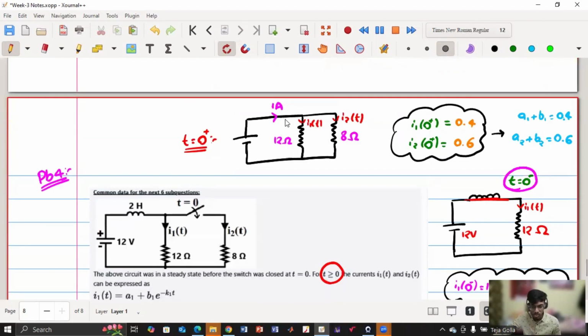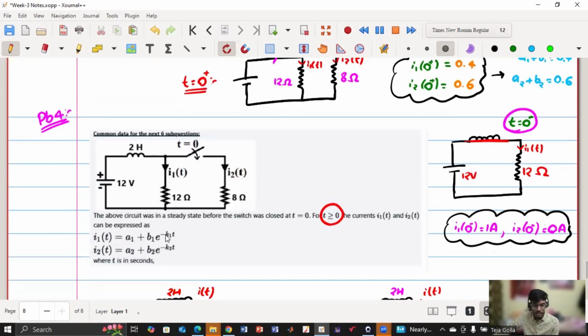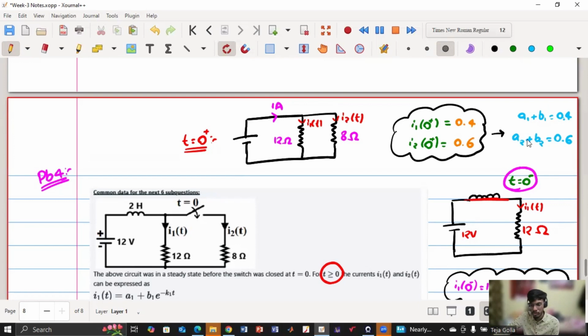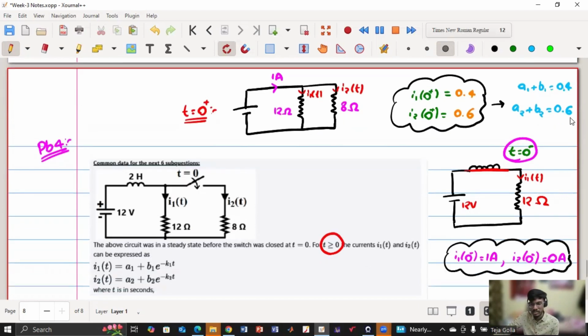Once the switch is closed, what happened? The inductor current cannot change drastically. So it will still be 1 ampere. Now the summation of the currents through both the resistors will be 1 ampere. I1 plus I2 will be 1 ampere. So from this resistive divider circuit, I know that I1 of 0 plus, because this is after closing the switch, is 0.4. I2 of 0 plus is 0.6. So if you substitute t equals 0, you will have A1 plus B1 is 0.4, A2 plus B2 equal to 0.6.